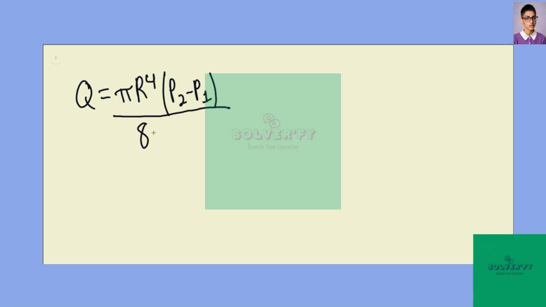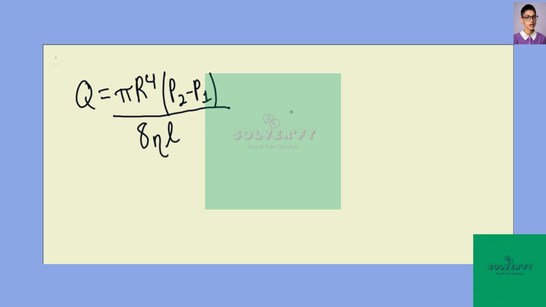So here we want to find the viscosity, so we can use Poiseuille's equation and say that Q, the volumetric flow rate, would be equal to pi times r to the fourth times the change in pressure, so P sub 2 minus P sub 1, and then this would be divided by 8 times the viscosity times L.